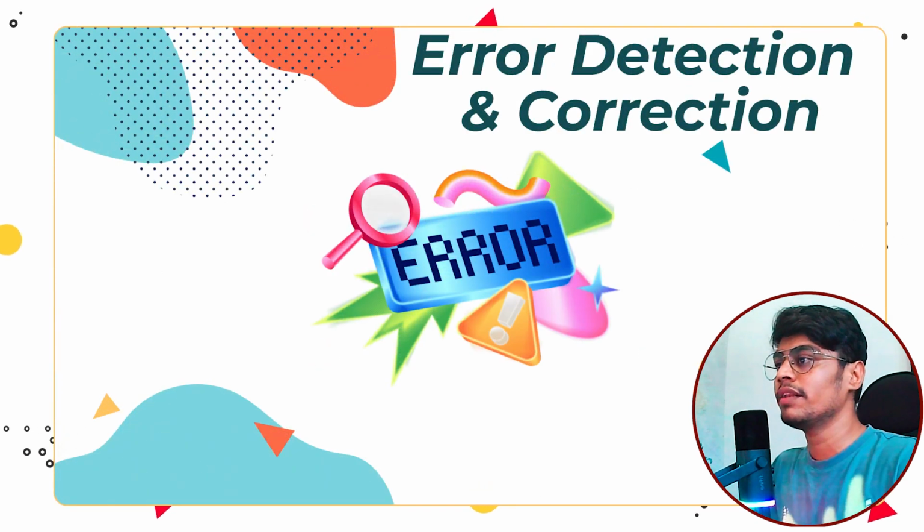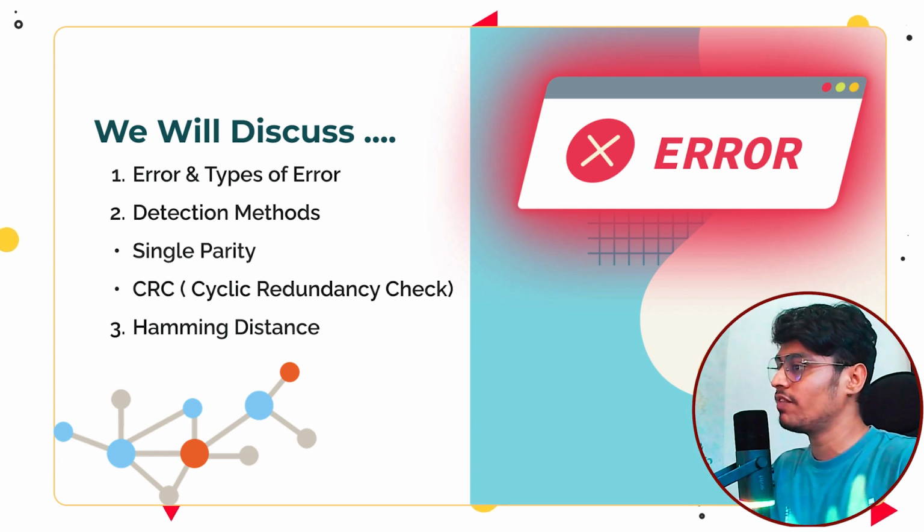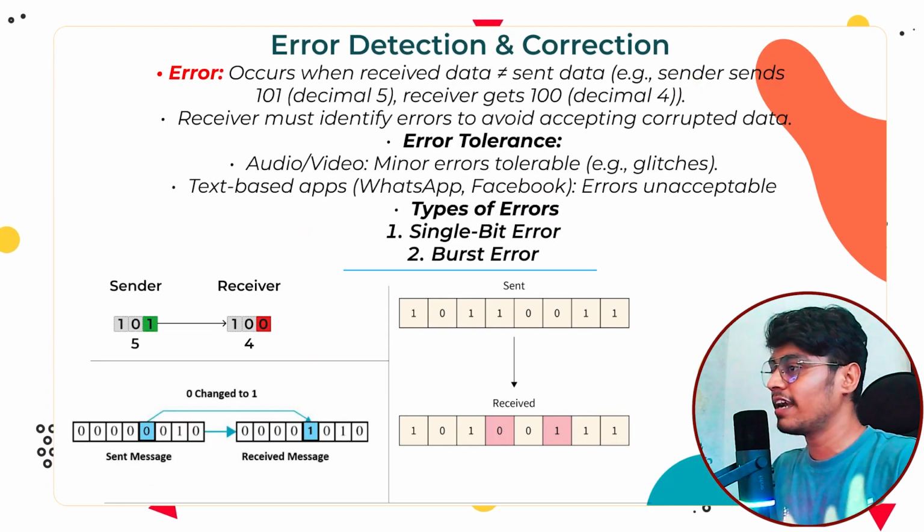Okay, so hello everyone. In this video, we will cover error detection and correction. We will discuss error and types of error, and then detection methods. In detection methods, we will discuss single parity and CRC, cyclic redundancy check, and then a very important point, Hamming distance. We will cover Hamming distance. So the topic is error detection and correction.